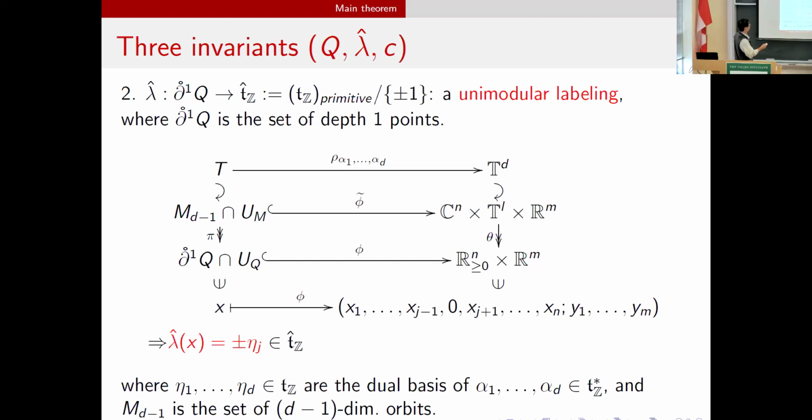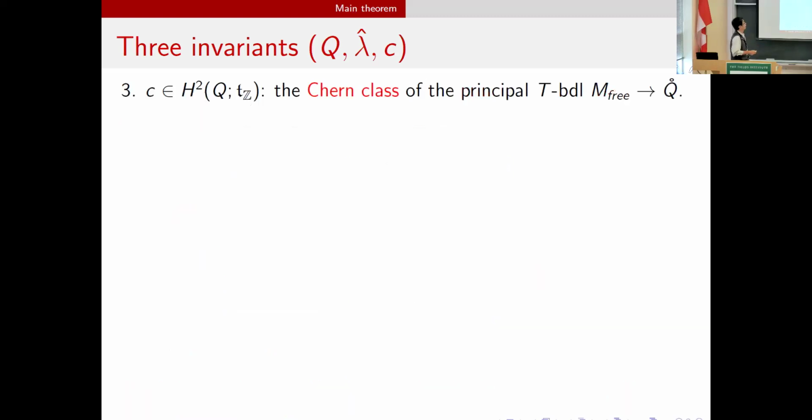Okay, let's continue with the third invariant. The third invariant we call the Chern class of the principal T bundle over Q ring, which means the interior of Q. Now Q is a manifold with faces, so topologically it's a manifold with boundary. If we think of the interior, then it's the preimage where the T action is on free orbits. And the collection of these free orbits has the structure of a principal T bundle. This is a classical transformation group theory result.